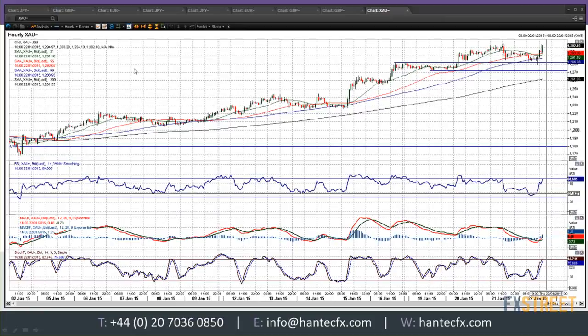So the RSI is working a treat on gold at the moment on your hourly chart, and we've also just had a buy signal on your MACD lines. Stochastics are also rising strongly, so this gold chart is working very, very well.